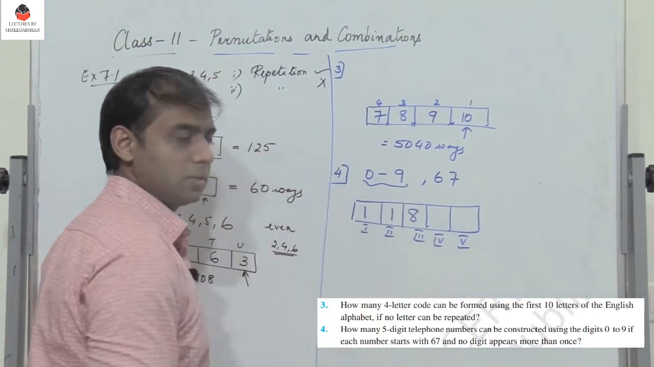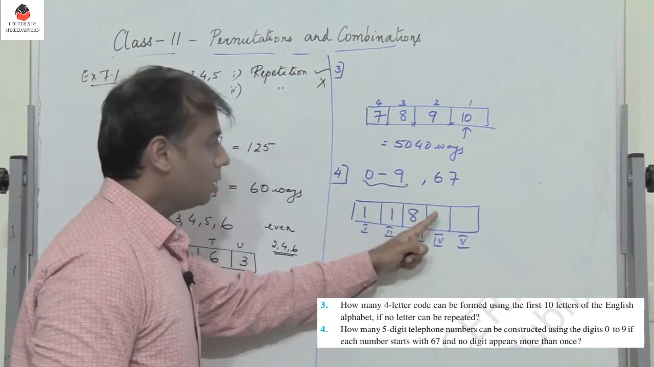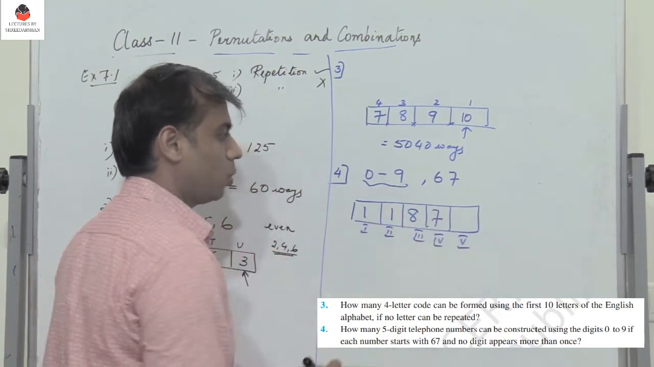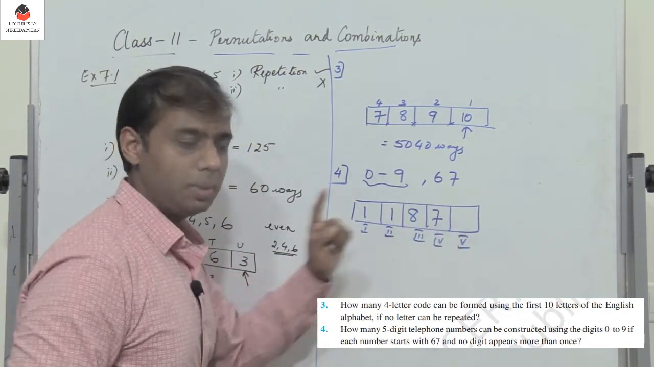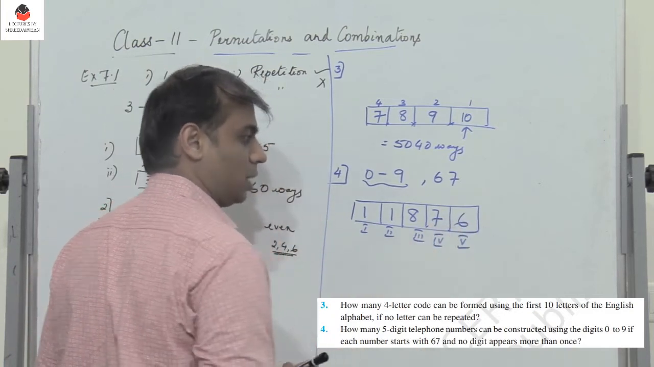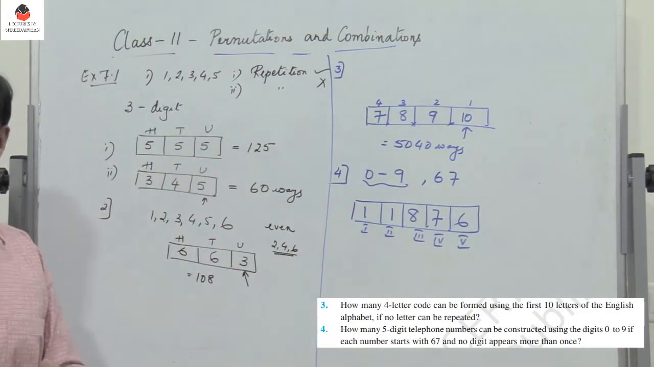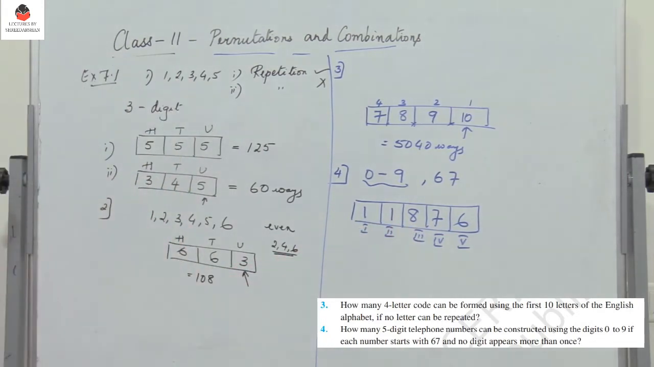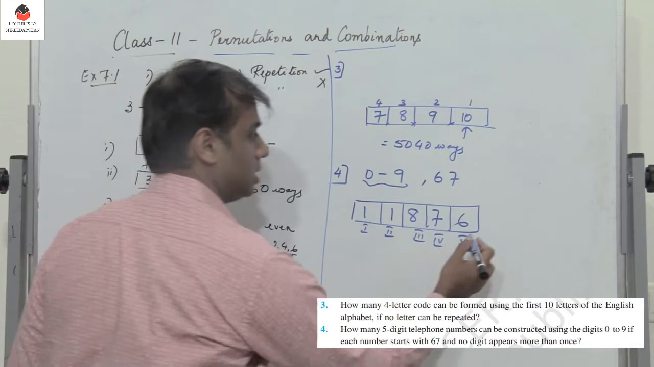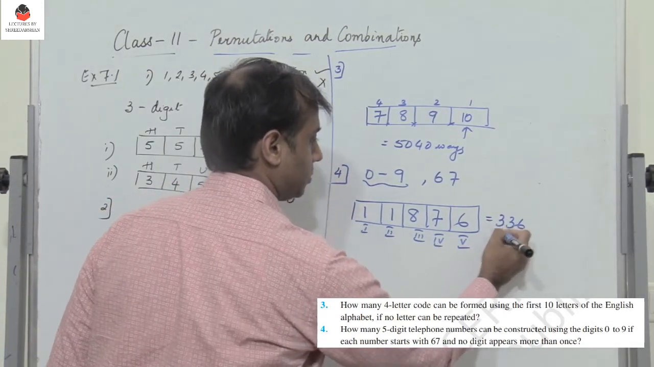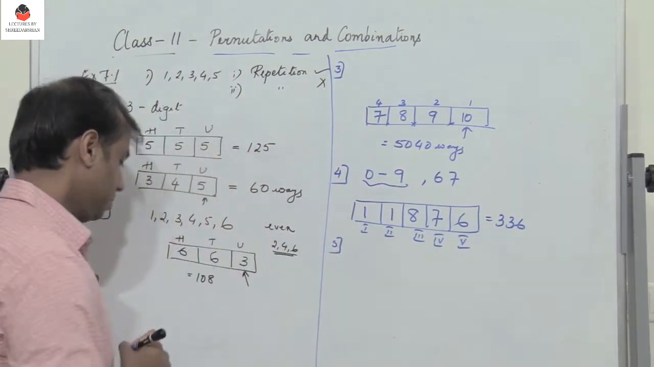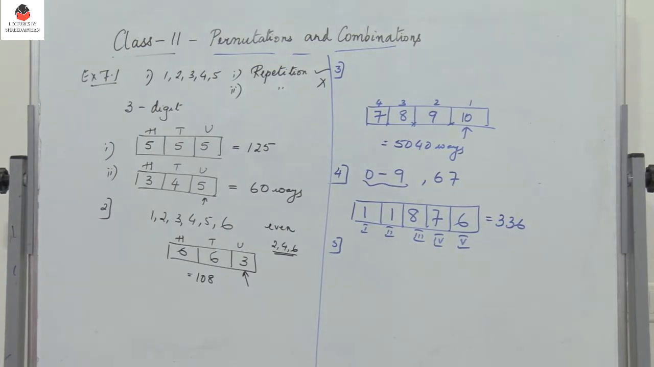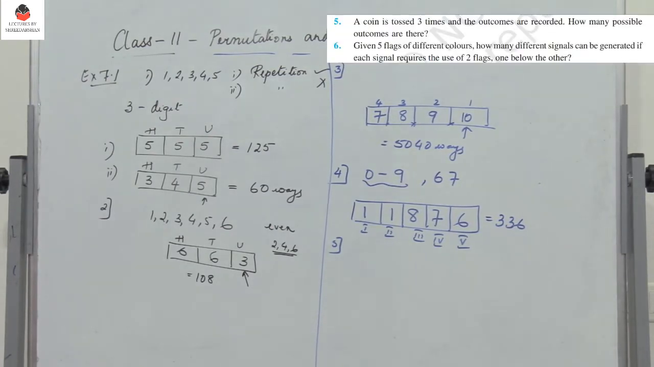8. So one number is chosen here. How many are remaining? 7. So one number is chosen here. Now how many numbers are remaining? 6. So how many different possible telephone numbers can be formed? It's going to be 8 into 7 into 6. So when you calculate, you get this as 336. A very easy problem. Now fifth one, a coin is tossed 3 times and the outcomes are recorded.